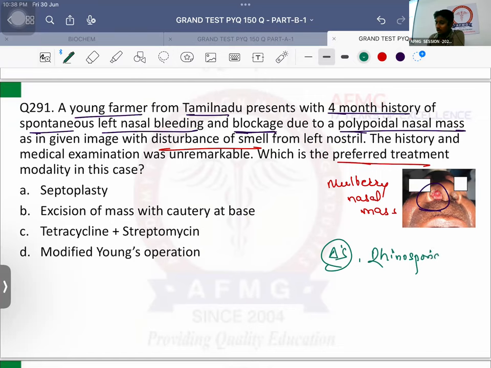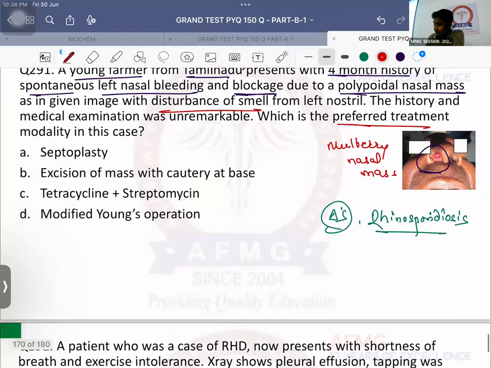Rhinosporidiosis. Okay. Usually, it is caused by an aquatic organism, which is known to cause infection due to exposure to dirty water. More common in southern parts of India, endemic to the state of Tamil Nadu. Mulberry-like nasal mass with recurrent epistaxis is the picture. What is the treatment? Excision of mass with cautery at the base. Drug of choice to prevent recurrence will be dapsone. Tetracycline and streptomycin are given in cases of rhinoscleroma.